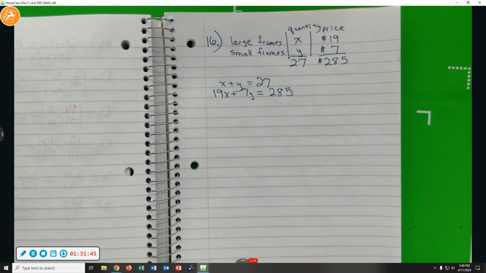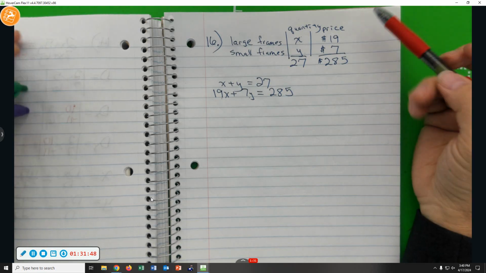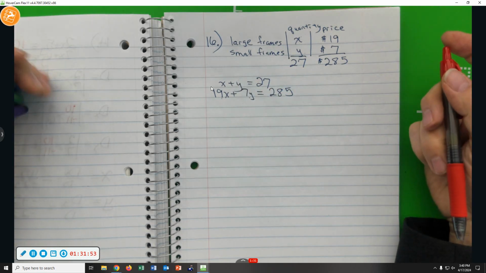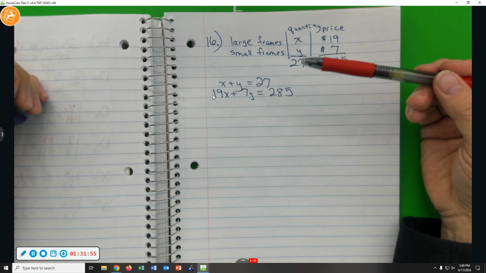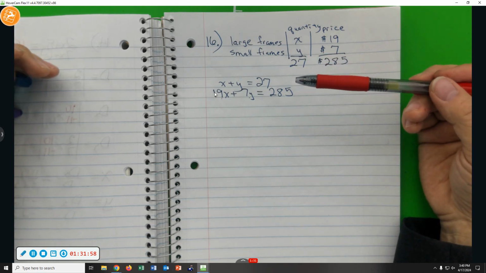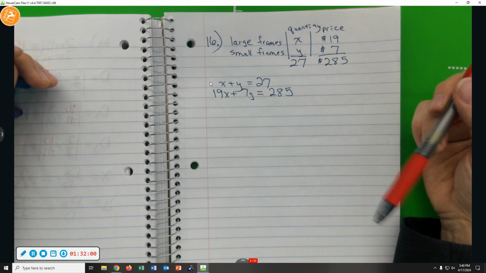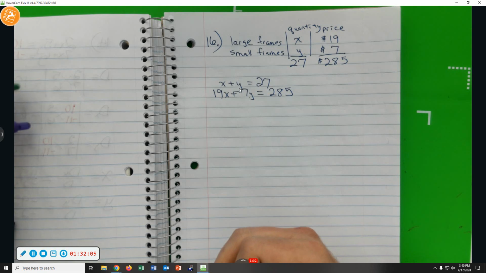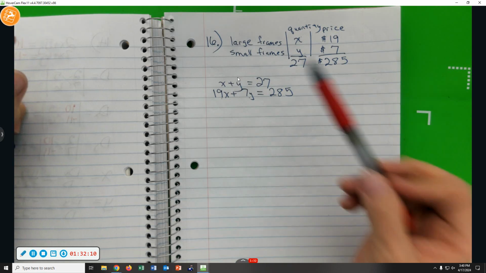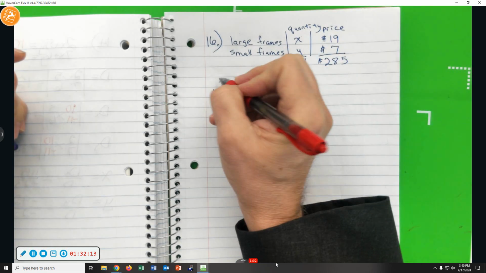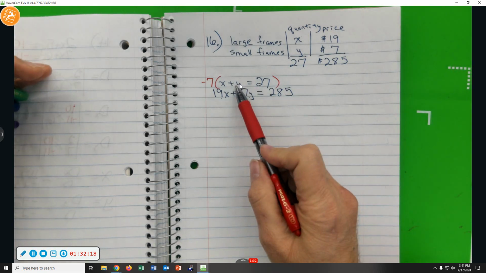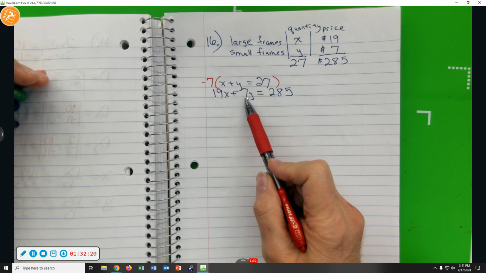I think use elimination. If we're going to eliminate, notice we already have the like variables aligned. That's good. We need the same coefficient but with opposite signs. You could multiply the top by negative 19, or if you want smaller numbers, multiply the top by negative 7. I'm feeling lazy. I'm going to multiply by negative 7. We're going to get a negative 7y here and a positive 7y down there.